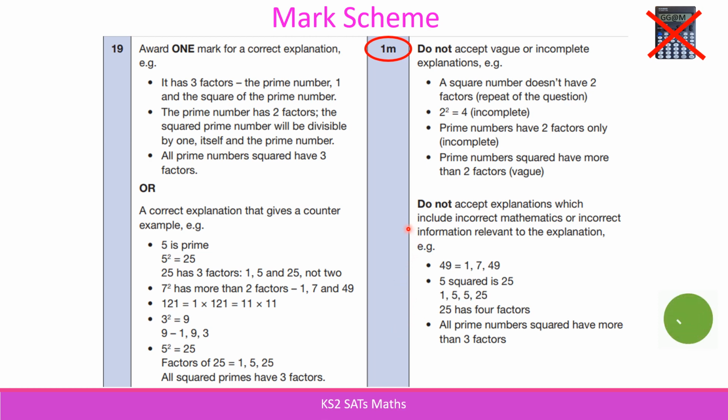Again, it just says do not accept any explanations which include incorrect maths or incorrect information. So they've got 49 is 1, 7, 49. You've got to make sure you've got the correct information here. So like 1, 5, 5 and 25. These are all the numbers that multiply to give 25. And then saying 25 has 4 factors. But actually 25 has got 3 factors because this 5 is repeated. So these are the things not to include. The bits on the left are what to include, which will give you the mark on the exam.